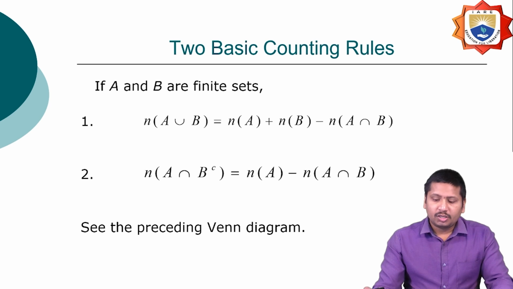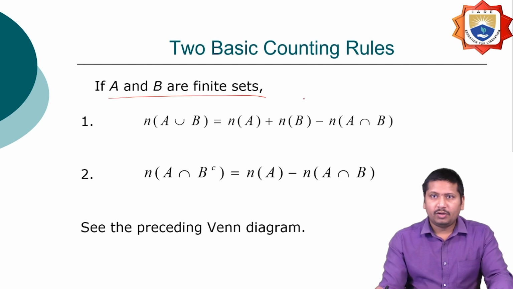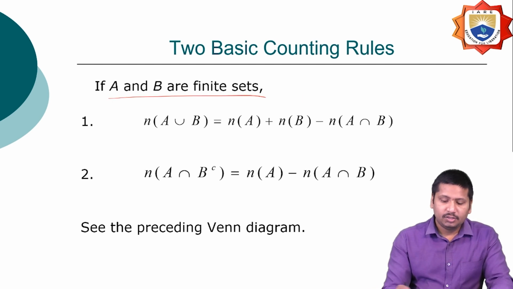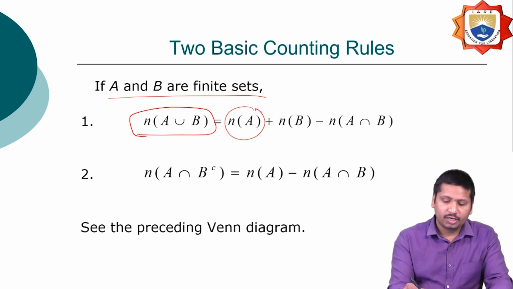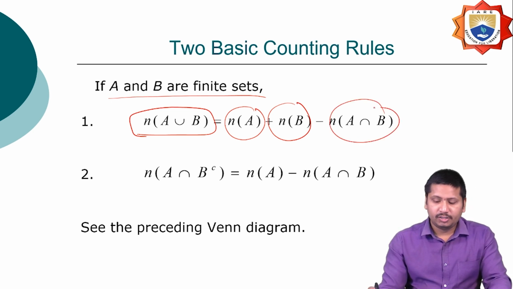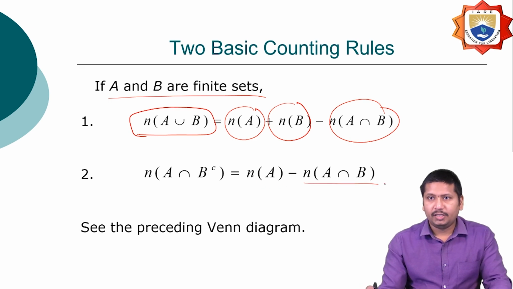The two basic counting rules that we are going to follow for sets: A and B are two finite sets. The equation for n of A union B should be the number of elements of set A plus the number of elements of set B minus the number of elements of A intersection B. Similarly, if I write n of A intersection B complement, then it is n of A minus n of A intersection B.